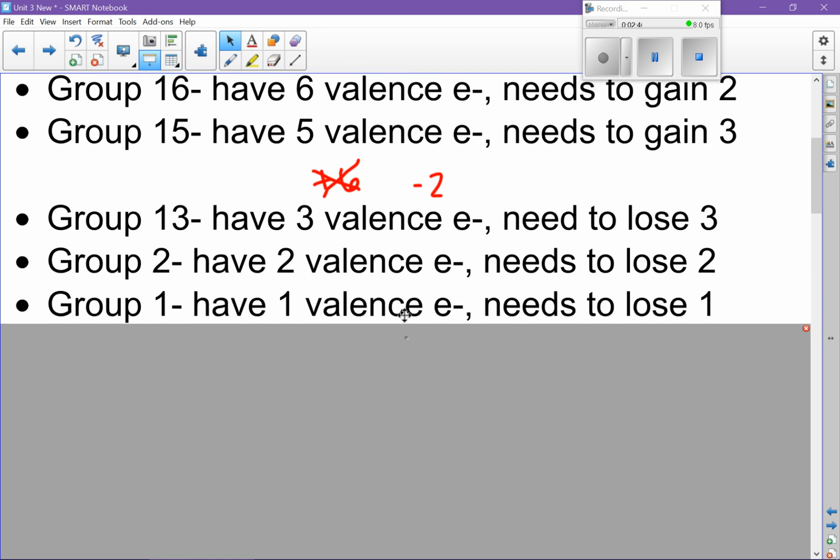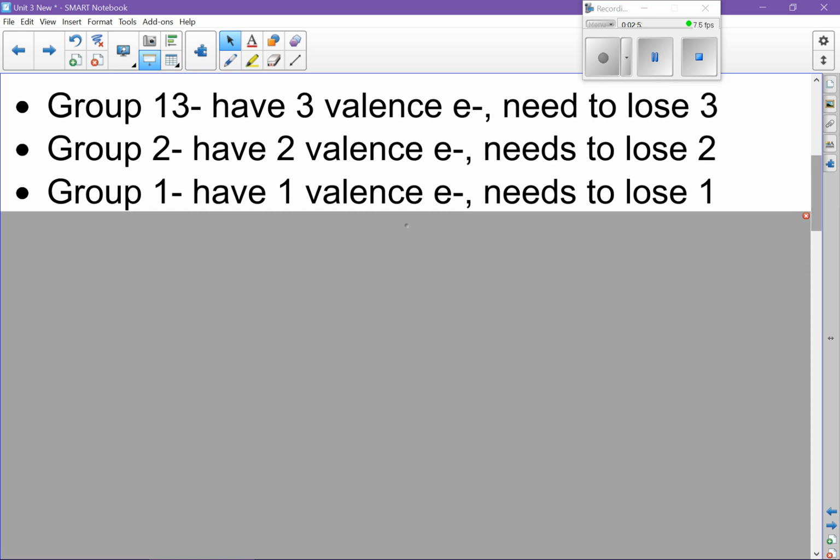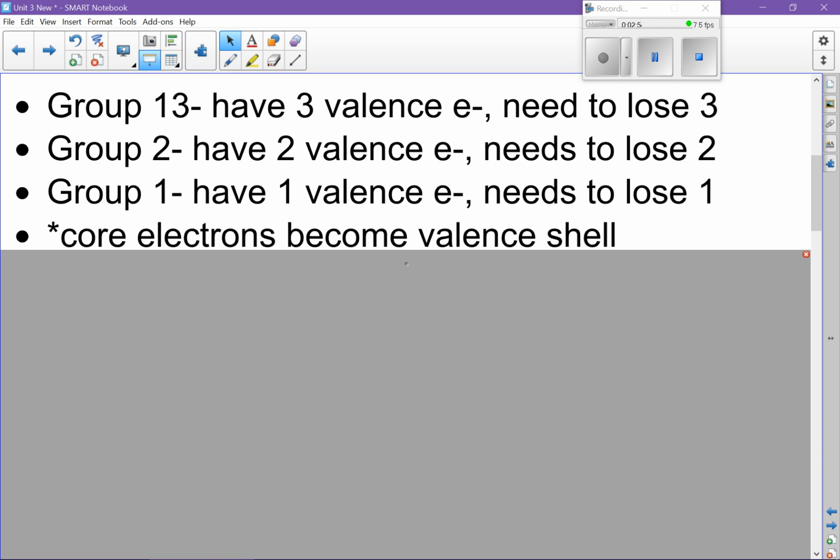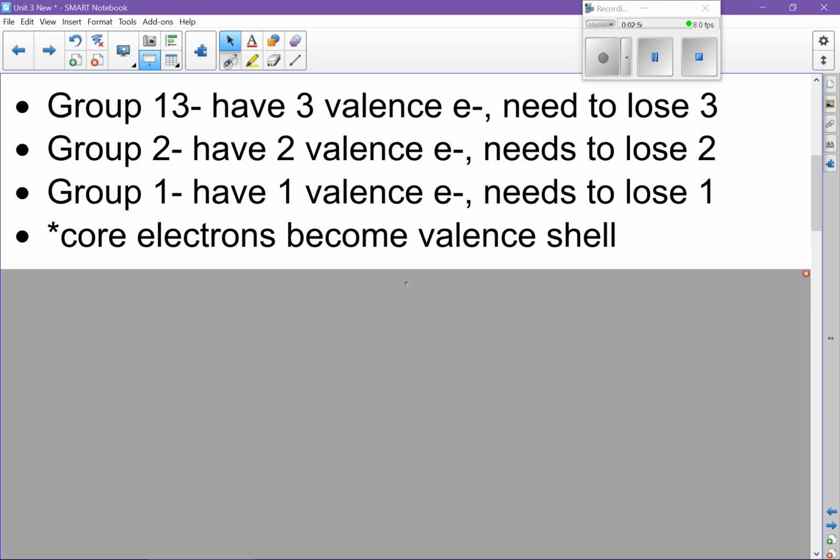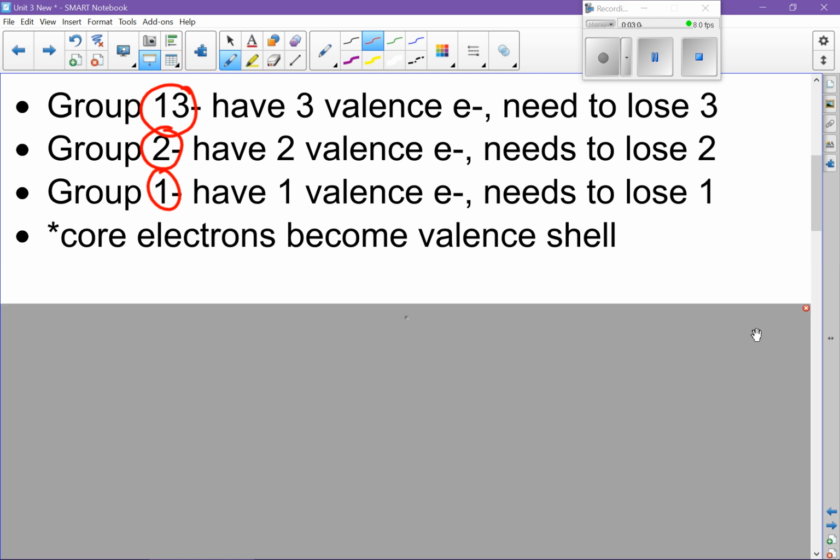Same thing in group 1. They have 1 valence electron, and they're just going to lose that one. That's easier than gaining 7. That's how they're going to get their full octet. So this is what the atoms are going to do so that they can obey that octet rule. In all of these 3, in group 13, group 2, and group 1, their core electrons then become the valence shell, and that's where they get their octet from.